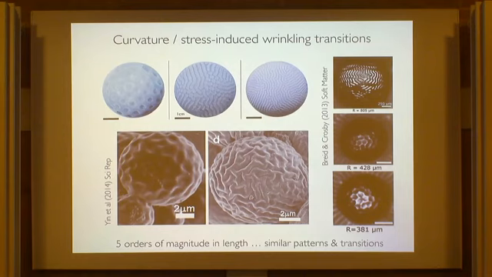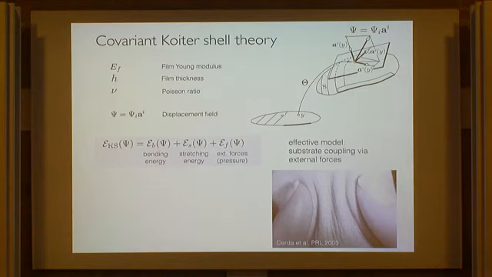They are in an abstract way also similar systems. So the way we tried to come up with an effective model for these types of phenomena is to start from Koiter shell theory. That's a quite well-established, old theory where you start from an energy function for an elastic shell.